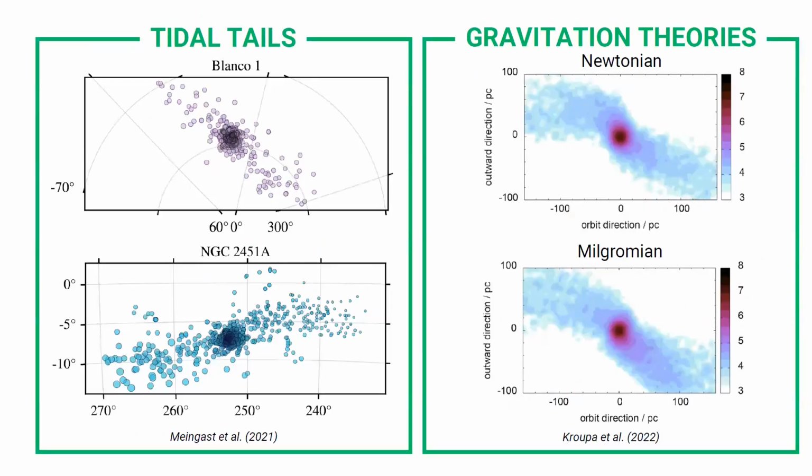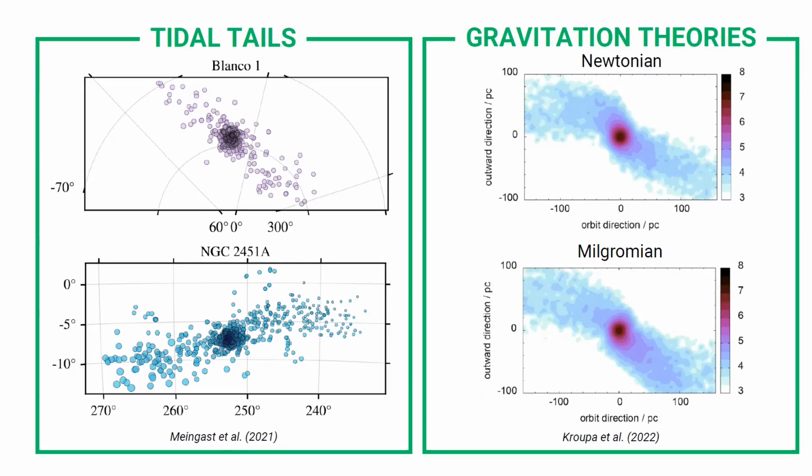And of course, you can also study the internal dynamics of these clusters from their tidal tails. As recent works suggested, they may also indicate something about gravitational theories. In particular, as you can clearly see here, they say that Newtonian dynamics predicts different populations with respect to MONDian dynamics in the tails of the clusters.